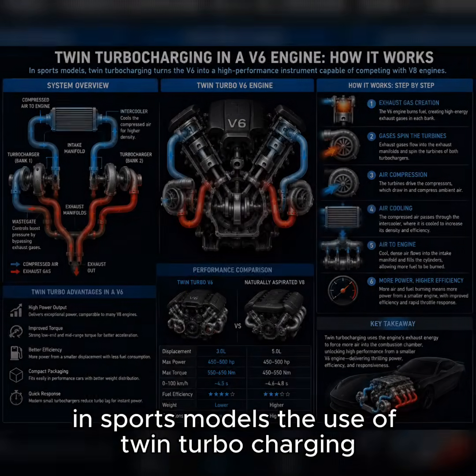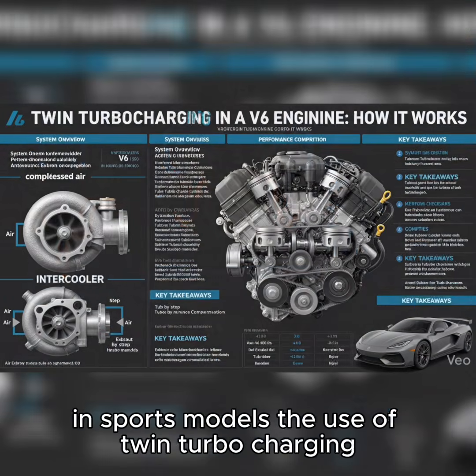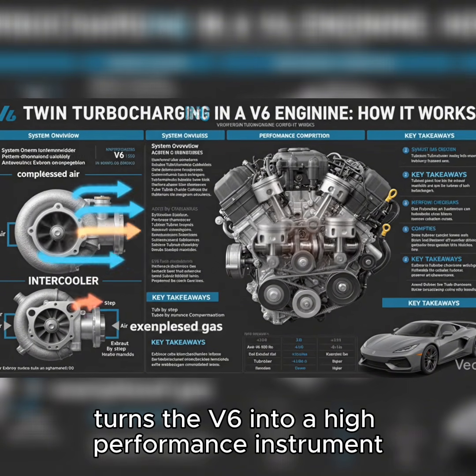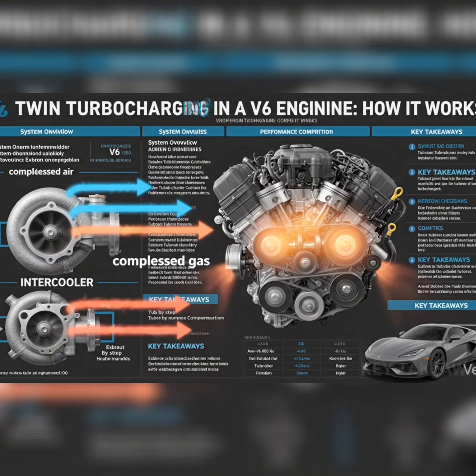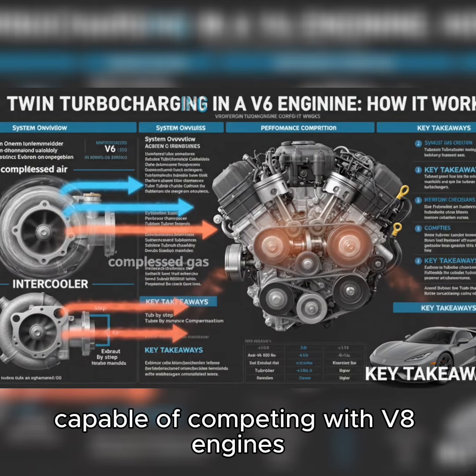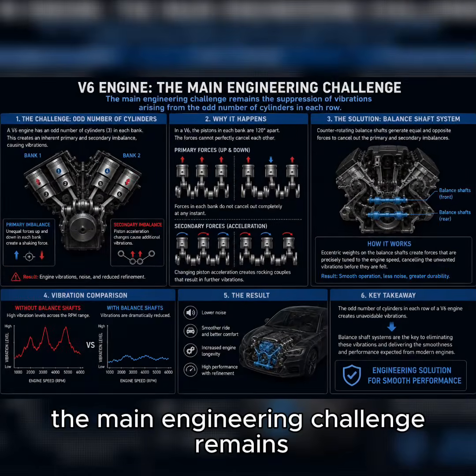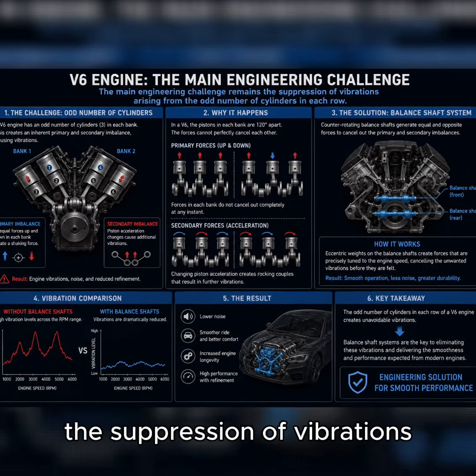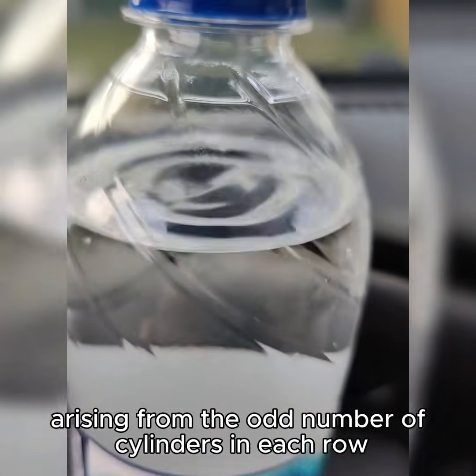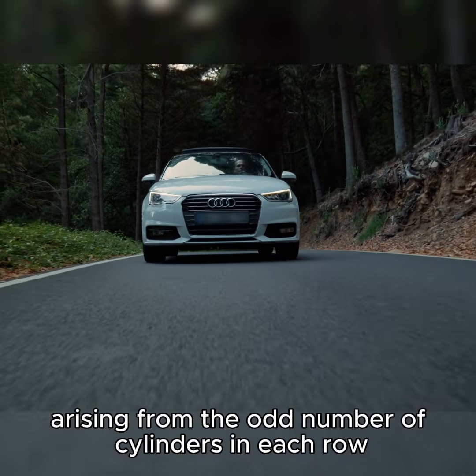In sports models, the use of twin turbocharging turns the V6 into a high-performance instrument, capable of competing with V8 engines. The main engineering challenge remains the suppression of vibrations arising from the odd number of cylinders in each row.